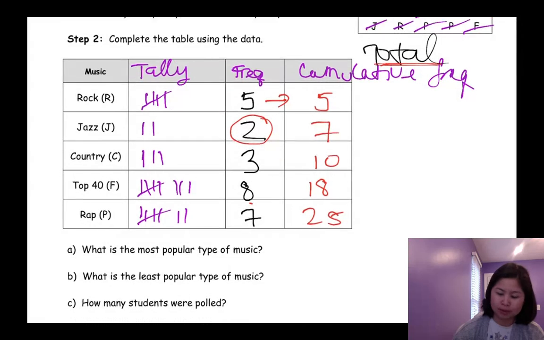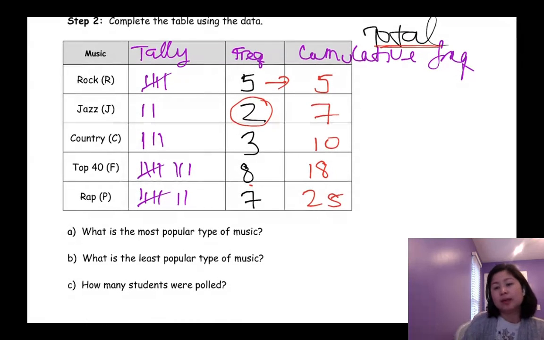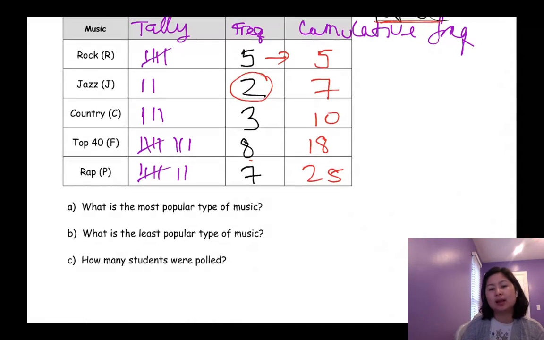Okay. Here's the one thing that we're going to focus on today: how we're going to interpret the table and the frequency histogram. That means I'm going to give you questions about it. We not just create it, but we want to answer the question.